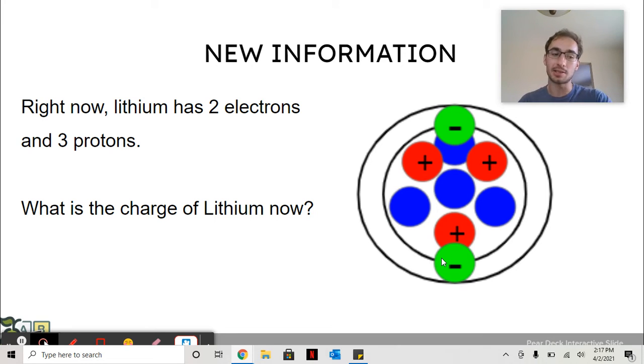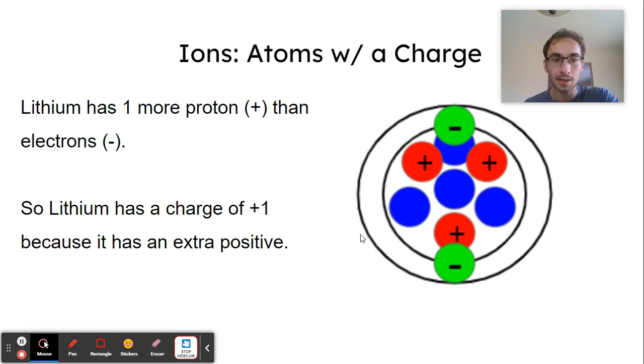Charge means is it positive, negative, or neutral? Neutrons are neutral, protons are positive, electrons are negative. Lithium right now has 1 more proton than electrons. So overall, lithium right now has a +1 charge. And that's why right now lithium is an ion, because it has a charge.